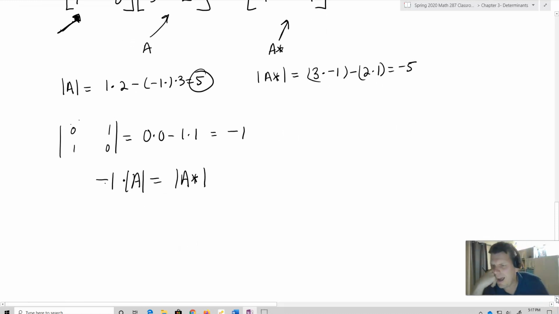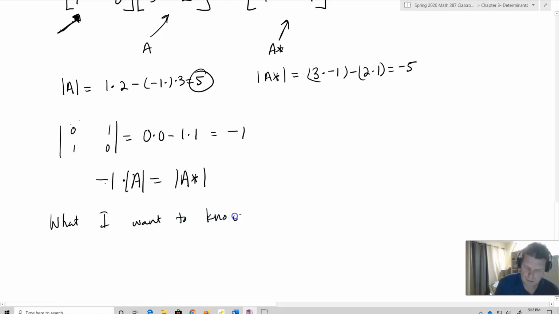Now, the first question that I have here is whether, if I multiply two matrices together, the determinant of their product equals the determinants of each one individually multiplied together. So what I want to know is, if I have AB, is the determinant of AB equal to the determinant of A times the determinant of B? Is that the case?